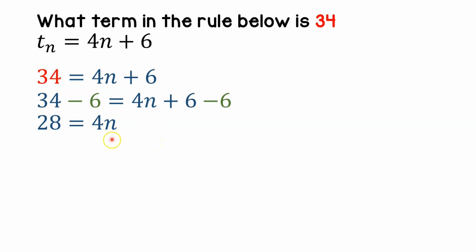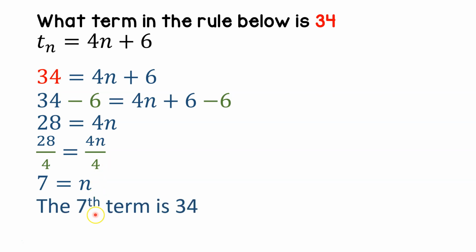Now 4n is the same as 4 times n. And the opposite of timesing by 4 is dividing by 4. So look, we've got 28 divided by 4 on this side and 4n divided by 4 on this side. Now 28 divided by 4 is 7 and 4n divided by 4 is n. So what that means is the 7th term is 34.